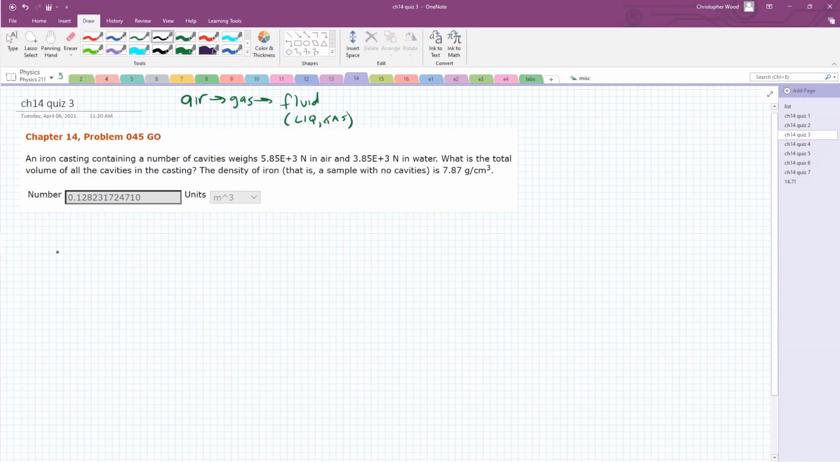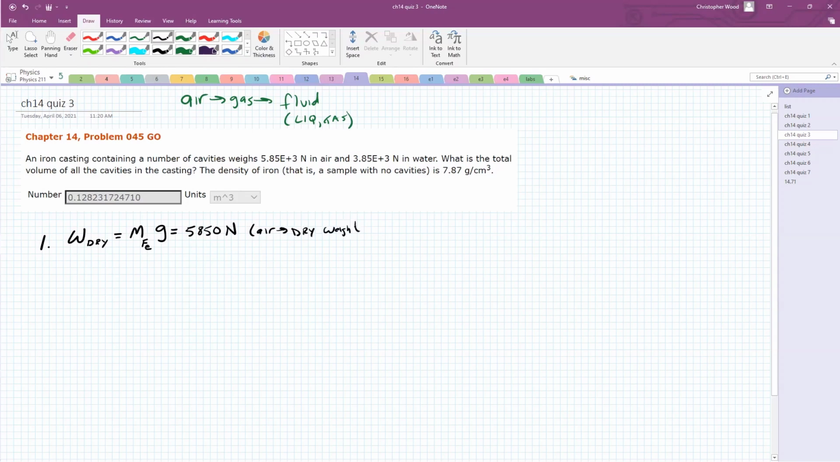Let's begin. Number one, the dry weight, W dry, of this iron casting is Mg. The chemical symbol for iron is Fe. So that's the dry weight right here. We have a number, 5850 newtons. This is in air, which we are just taking as the dry weight.